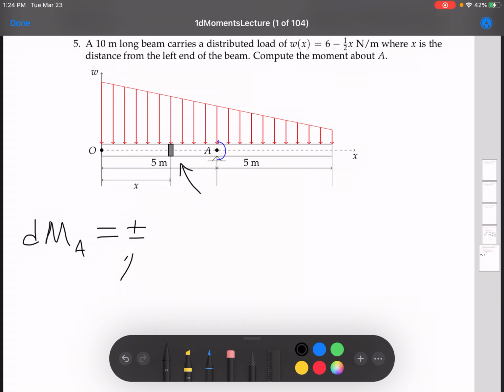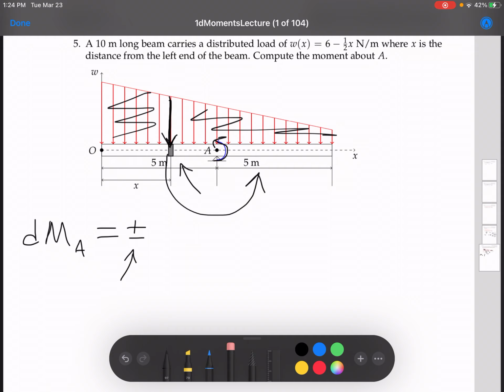So now to decide if it's plus or minus, think about a concentrated force in this one spot. Now, which way would the beam rotate? If we just had one concentrated force, none of these forces are here, just this one force on this one little rectangle here, you could see that the beam would rotate in this direction. And we've decided that positive is this way. So this will be positive.